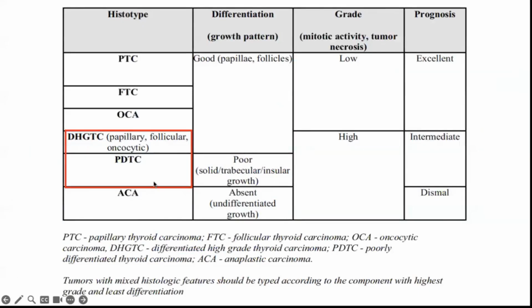And this one, which is highlighted with red, the differentiation pattern is good. That is, there are papillae present in differentiated high-grade tumors, but their mitotic activity and tumor necrosis is present. So that makes them intermediate in category. So they are not like PDTCs, but they are also not like well-differentiated tumors.